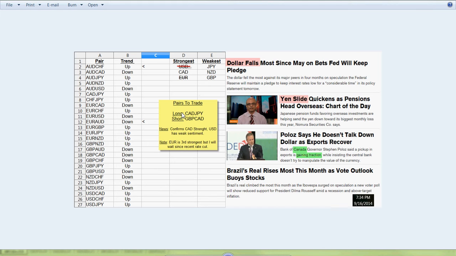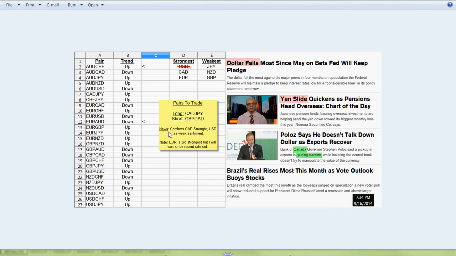Since our previous analysis, we got some updates to the news. Doing our trend analysis, we can see here these are the trends that changed: Australian Swiss and Euro Australian. After narrowing everything down, the only pairs I want to focus on are longs on the CAD yen and shorts on the pound CAD.